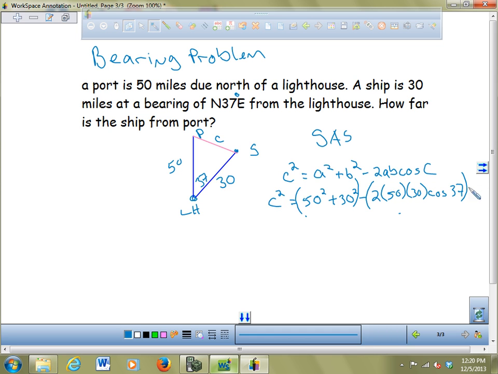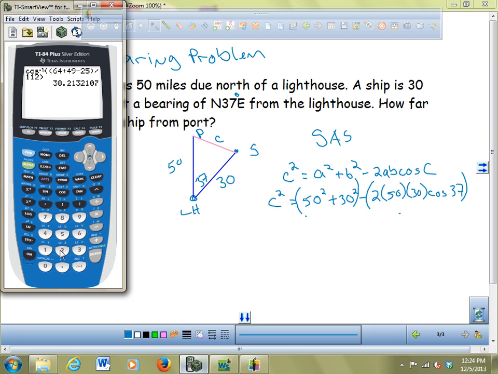If you have a graphing calculator, I think it will take care of that automatically, so you don't have to worry about it. Let's see. 50 squared is 2500, plus 900, which is 30 squared. Most calculators will do the order of operations for you, but you have to be careful. Minus 2 times 30 times 50 is 1500, times the cosine of 37. That is C squared.